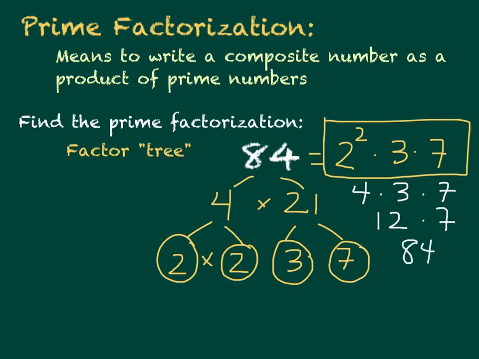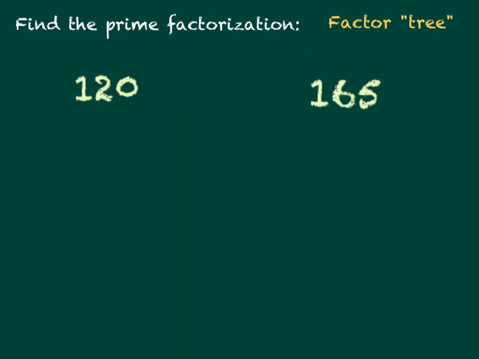So I can always go back and do that check to make sure that my prime factorization is right. If I multiply all the numbers, I get, it should go back to the original number that I started with. Let's practice with another couple examples. If you get the idea of how the factor tree works, you can go ahead, pause the video, and try it on your own. If not, follow along as I go through the example with 120.